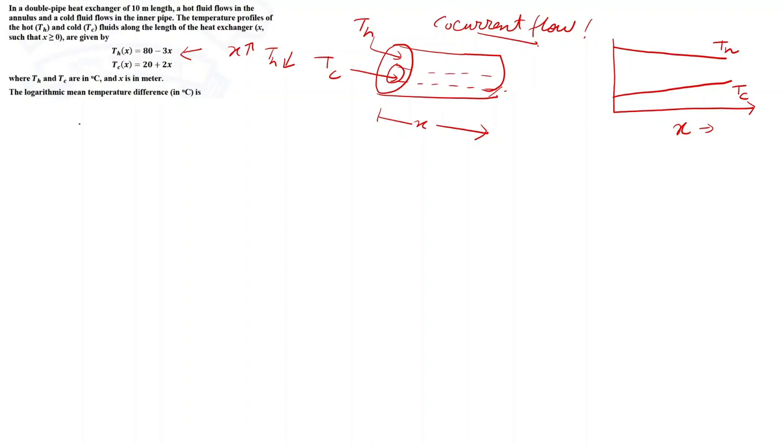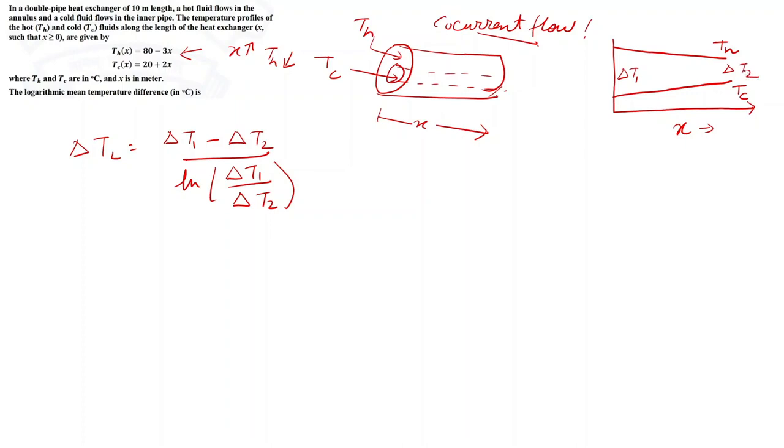Okay, now we have this log mean temperature difference definition as delta T1 minus delta T2 upon ln of delta T1 upon delta T2, where delta T1 is my temperature difference, you can take it as at inlet, and delta T2 is the temperature difference at the outlet. Okay, so let's just find in general delta T at any x.